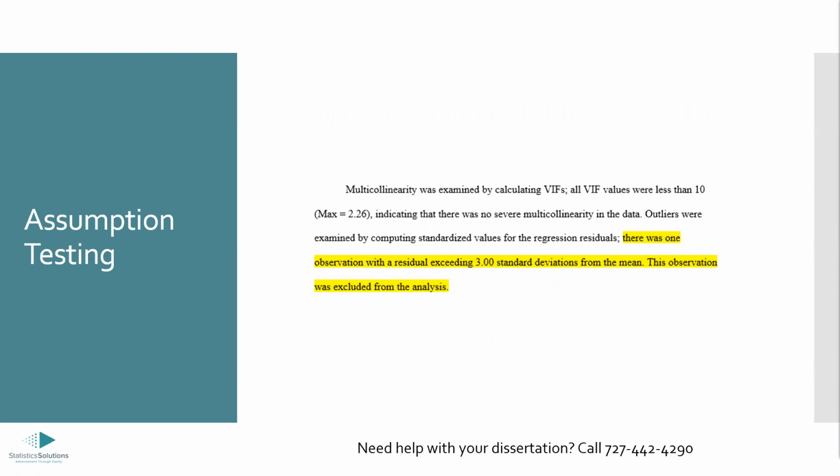Now here's an example of an excerpt where we discuss some assumptions. In this case, we have an example where one of our assumptions was not met. So here in this highlighted portion, we say that we're doing this test for outliers and that there was an observation that we detected as an outlier. And then we make a statement about what we did about that. In this case, we say that we are excluding this observation from the analysis. So we're excluding that outlier.